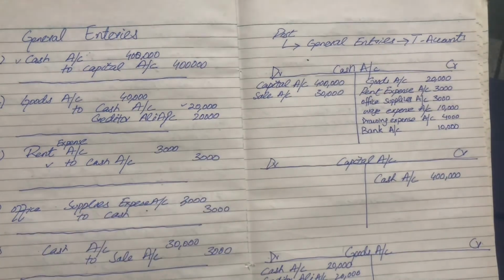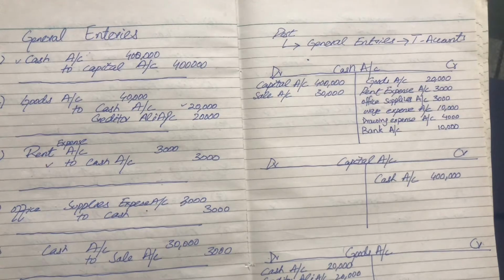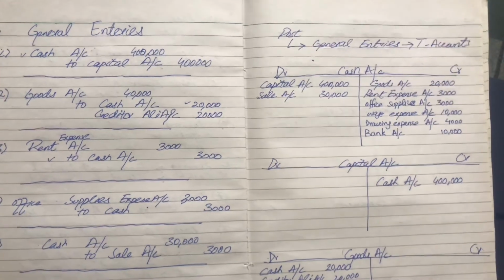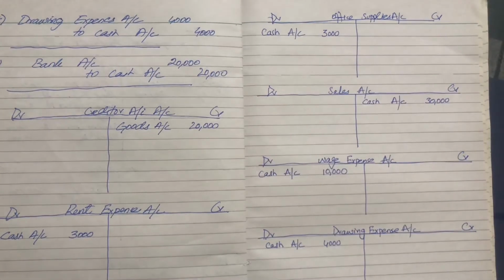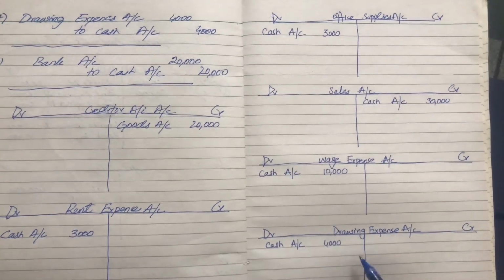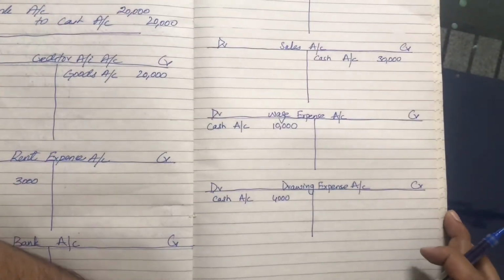Here we have clearly posted all the transactions within the ledgers. Now we will carry out closing. So before closing, we will show you all the account details here. These are all accounts. So we'll start closing right from the end. You can start closing from anywhere.